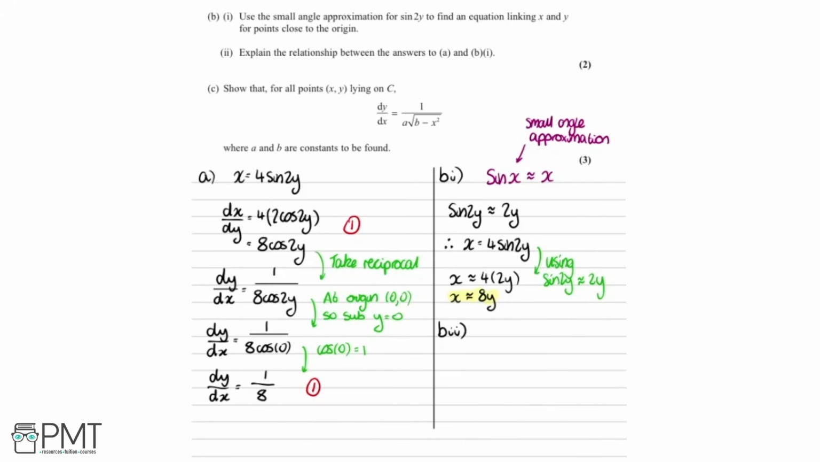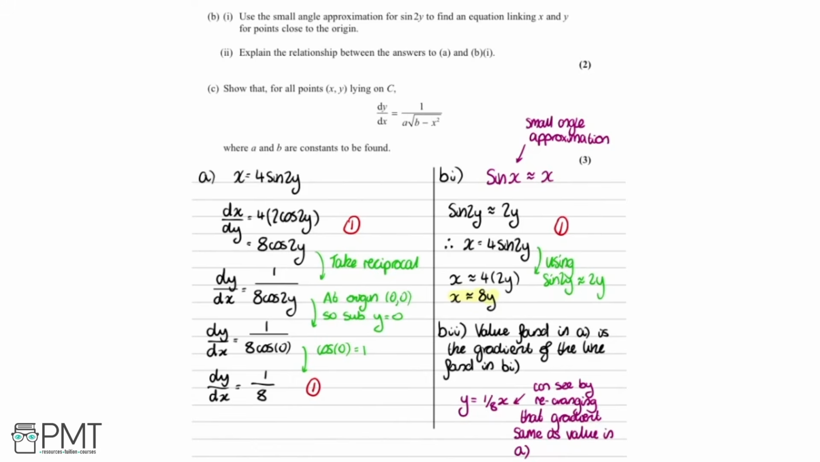For the second part B, we need to explain the relationship between the answers to A and B1. So the value found in part A is the gradient of the line found in part B, part 1. So what we're saying here is that 1 over 8, what we found in part A, is the gradient of this line here. And that would make sense, because if we rearrange this to get y equals 1 over 8 x, then we can see here that our gradient is 1 over 8, so it makes sense.